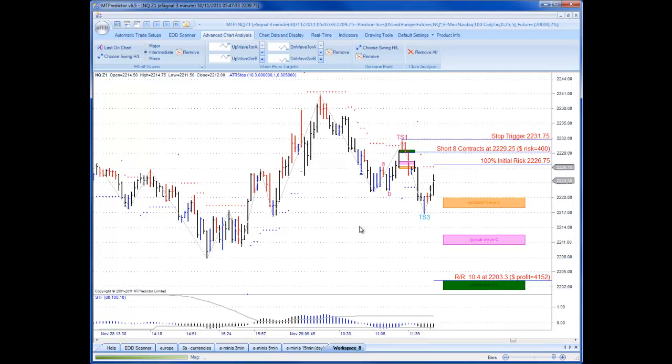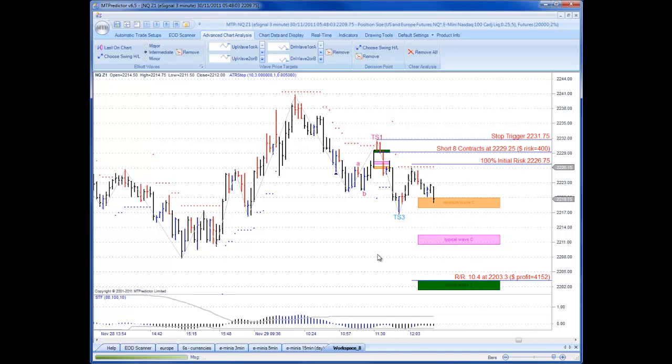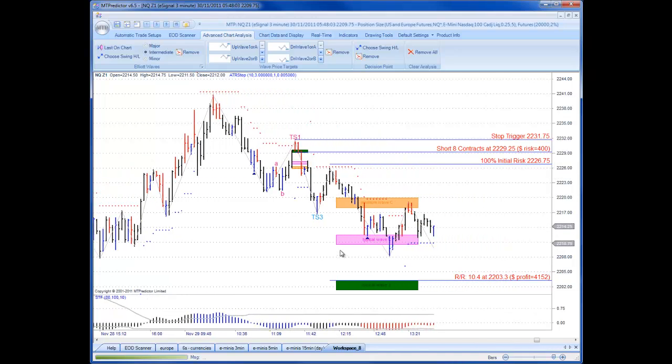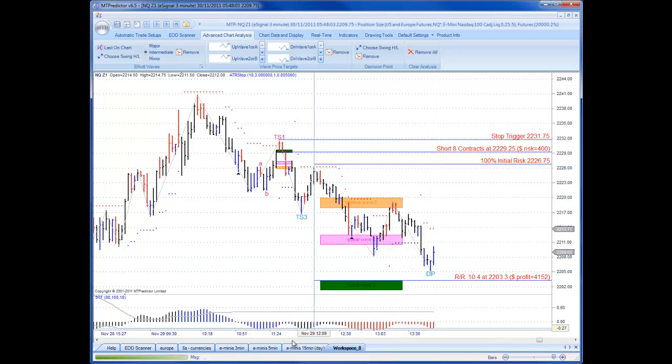Well, the market came down. We're ignoring this TS3 buy setup because we know the 15-minute chart is in a downtrend. Therefore, the advanced traders among you would not be looking for buy setups. Plus, we already know we're aiming for this target down here. Market then starts to go up, down, and start to come back down here into this area.